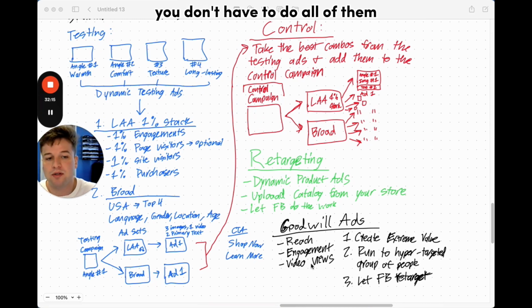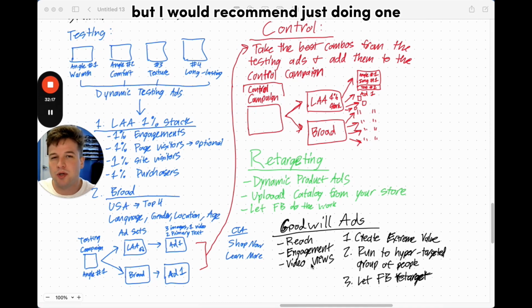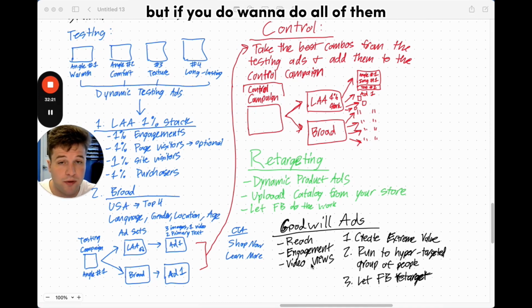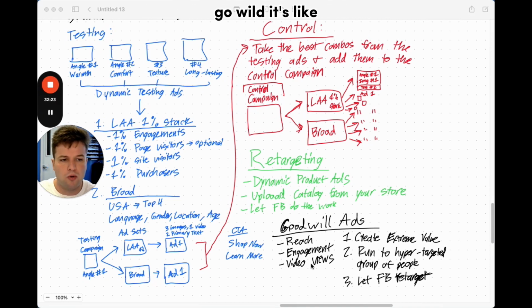Like, you don't have to do all of them, but I would recommend just doing one to start. Okay? If you don't want to do all of them. But if you do want to do all of them, go ahead, do all 3 of them. Go wild. It's like $30 a day. It's not that big of a deal.